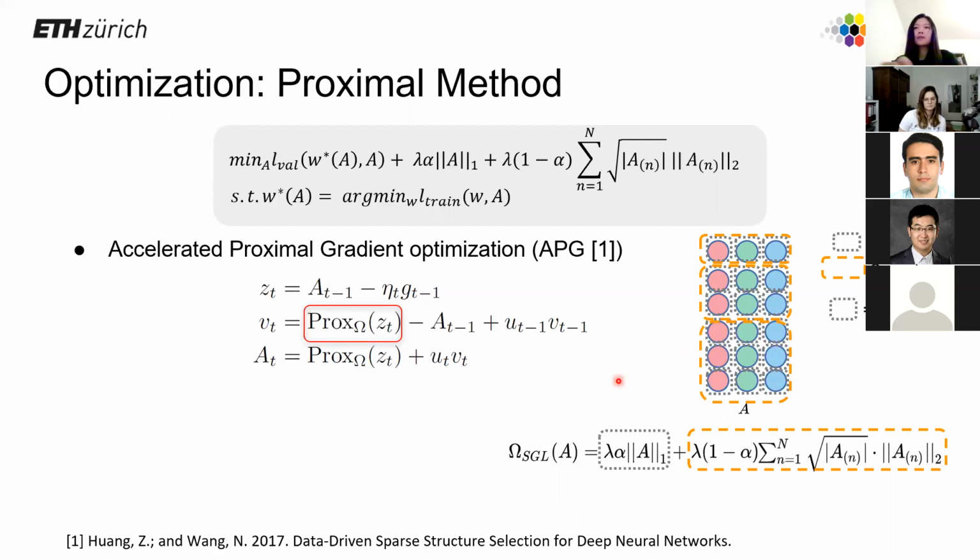So we can compute the proximal operator of the sparse group lasso in a hierarchical way. That is, we first compute the proximal operator for the lasso term for each element in our weight matrix A. And then we compute the group lasso proximal operator for each group, that is, each node in our supernet. This is how we compute the proximal operator in our optimization framework.